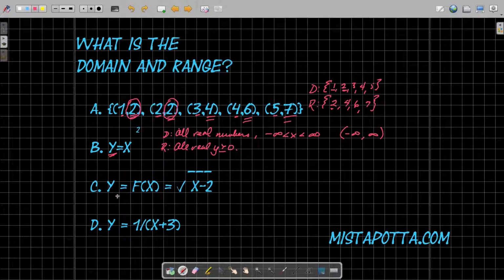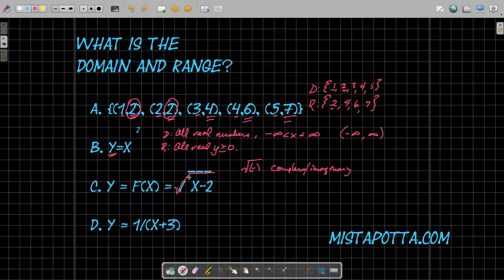Okay. Let's take a look at C. Here f of x is equal to the square root of x minus 2. And this can pose a problem, because if I try and take the square root of a negative number, I'm going to get a number that's not real. I'm going to get a complex number or an imaginary number.